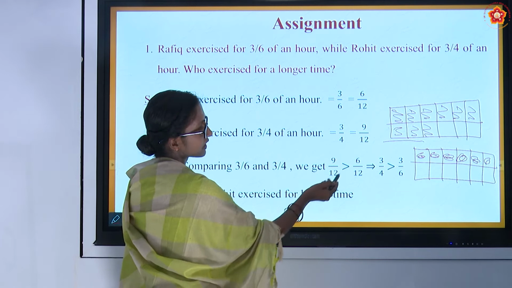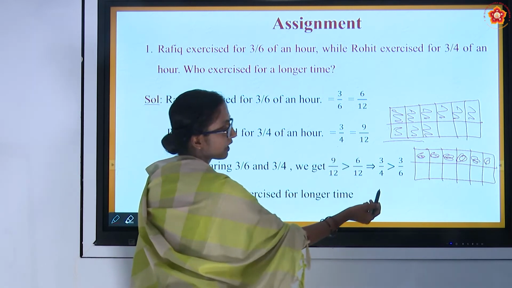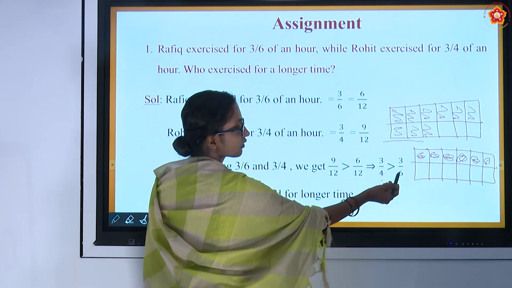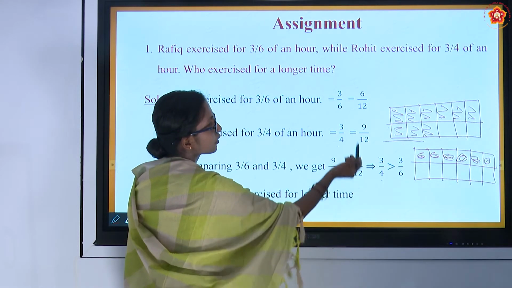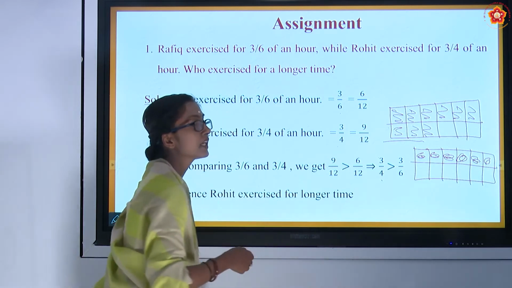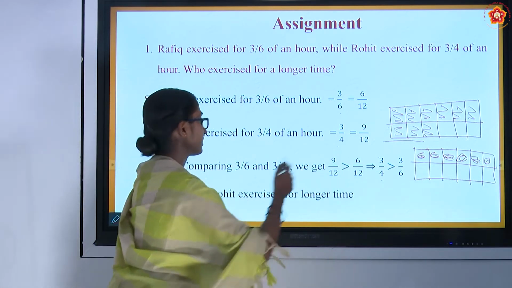What is the basic fraction of 9 by 12? It is 3 by 4. So, 3 by 4 is greater than 3 by 6. What is this 3 by 6? It is 6 by 12's basic fraction. So, 3 by 4 is greater than 3 by 6.